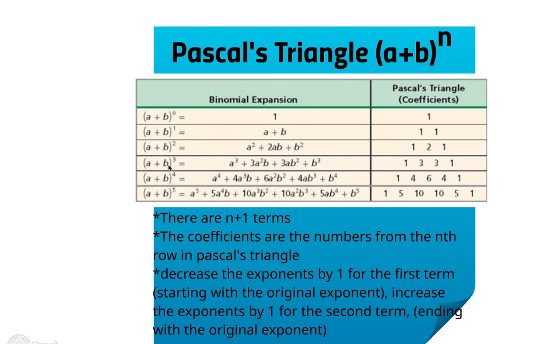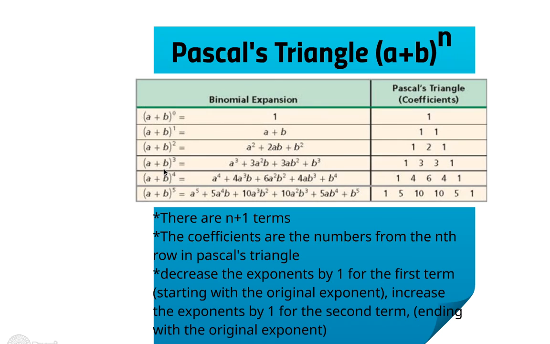Okay, now with the second term in your parentheses, we have a b. With the second term, you increase the exponents by 1, and you start with 0, and you should end with your original exponent. So the first term, you start with the original exponent and go all the way down till your power is 0. The second term in the parentheses, you start with an exponent of 0, and you increase by 1 all the way till you get to your original exponent. So that's kind of the process we'll use.